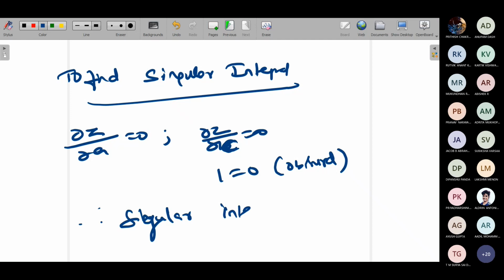Singular integral does not exist. For type 3, there is no singular integral again. Entire type 3, there is no singular integral. Even for type 1, there is no singular integral. We will see about type 4 and the later ones.